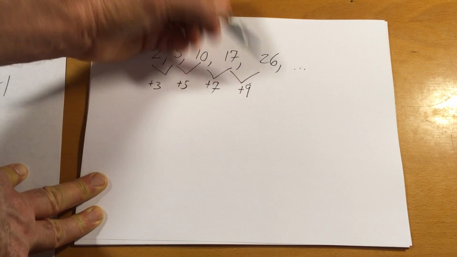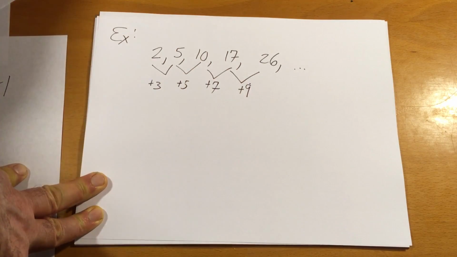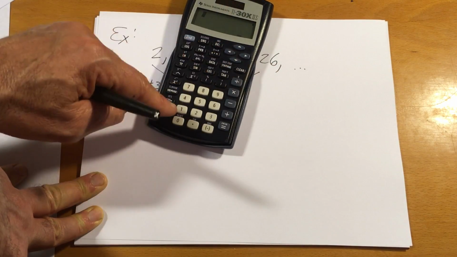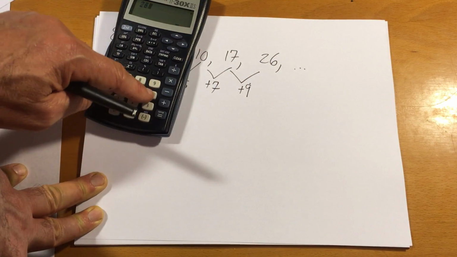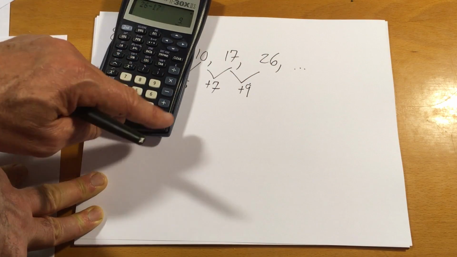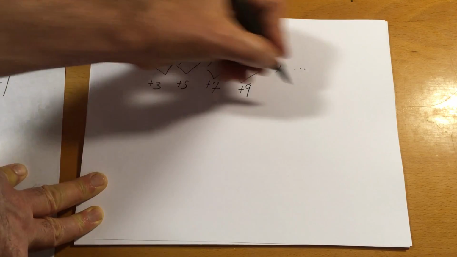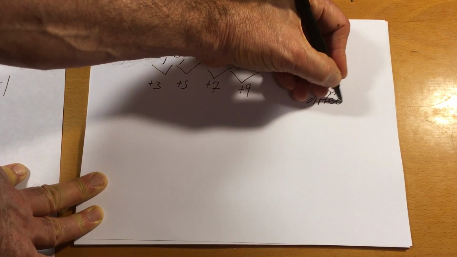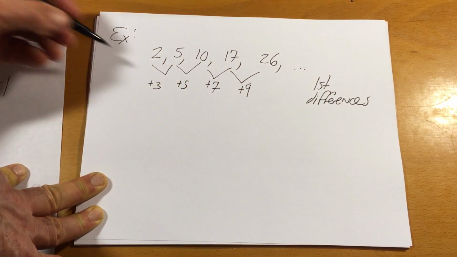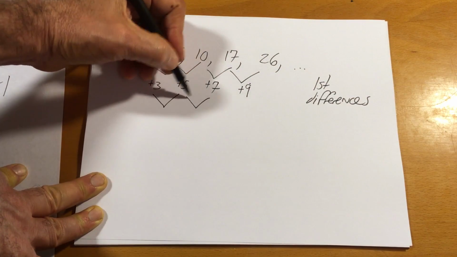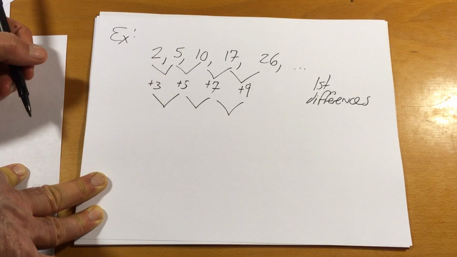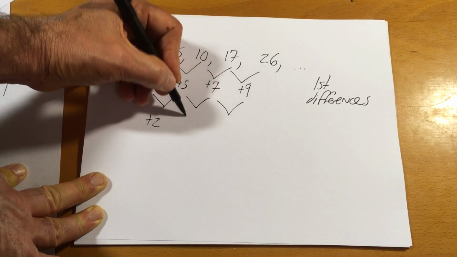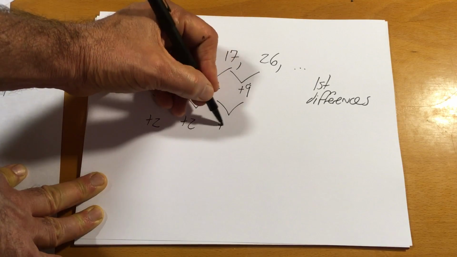Plus 9. Sorry, my bad. 26. Let me use a calculator and double check that. That's 26 minus 17. Yeah, that's going to be 9. So those are called first differences, and those are not the same. So if the first differences aren't the same, what you can do is you can find the differences again, and that's called second differences. So 5 minus 3 is a plus 2. 7 minus 5 is a plus 2. 9 minus 7 is a plus 2.